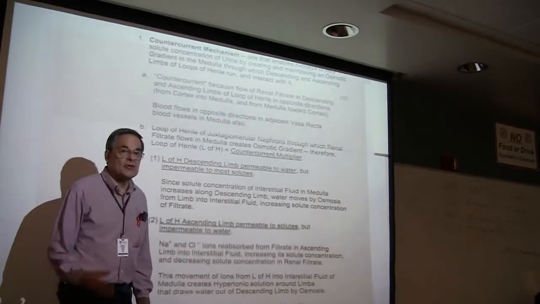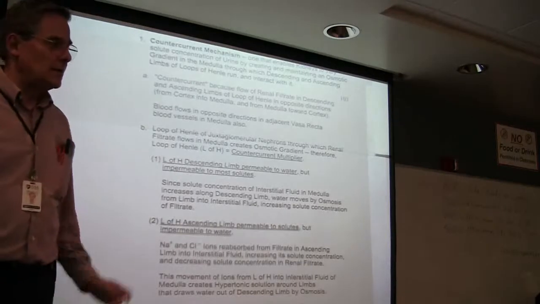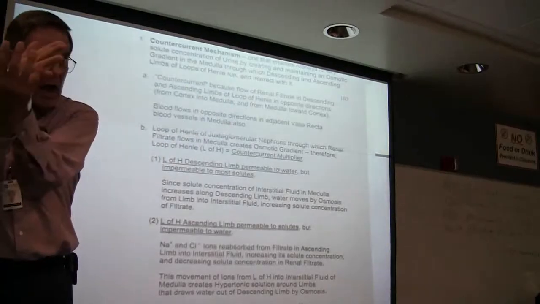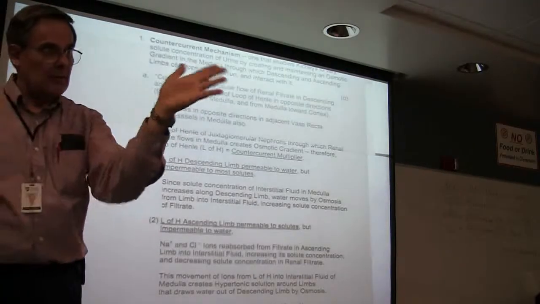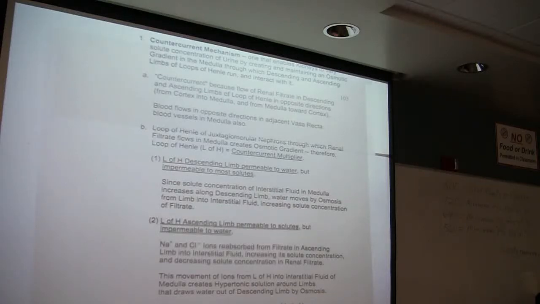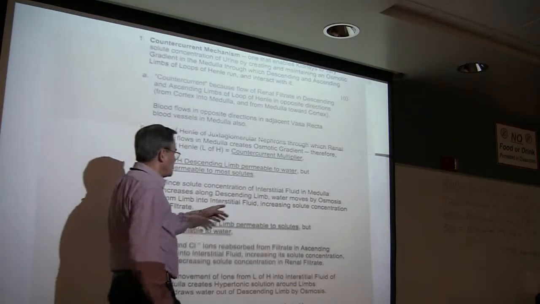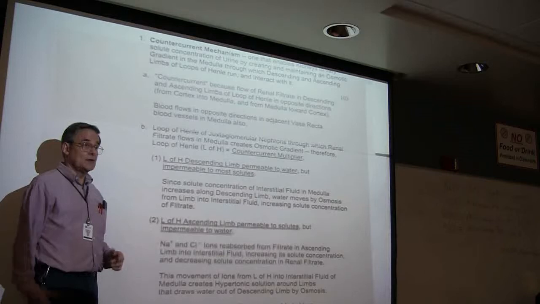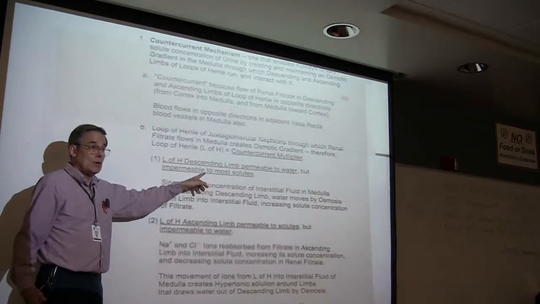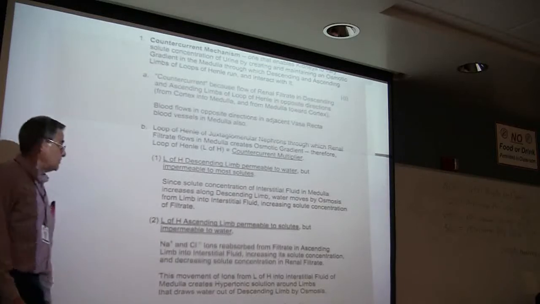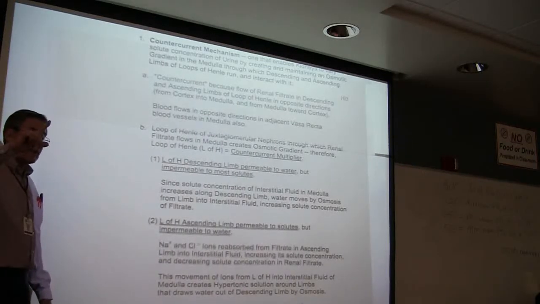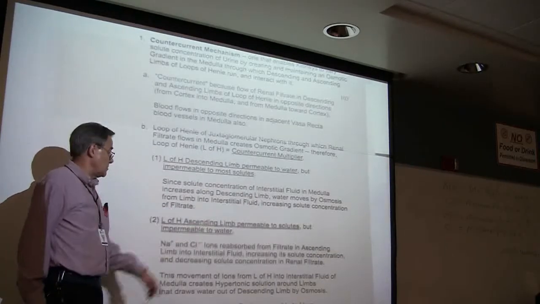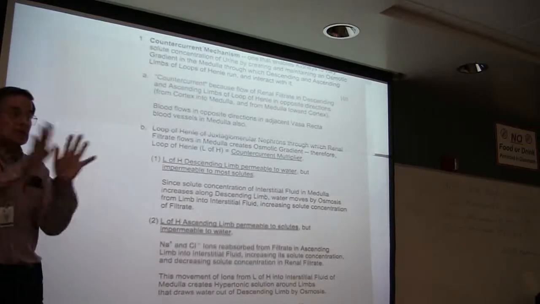So what happens, of course, is since you've got more solutes outside the loop of Henle, what's it going to do? The hypertonic environment is going to pull water out of that descending limb into the interstitial fluid surrounding the loop of Henle. And at the same time, it's increasing the solute concentration in the filtrate in the loop of Henle, because only the water is moving out, not the solutes, because the wall of the descending limb is impermeable to solutes. However, in the ascending limb, going from medulla back into the cortex, you can see this is permeable to solutes, but impermeable to water. So now the solutes can move, but not the water.